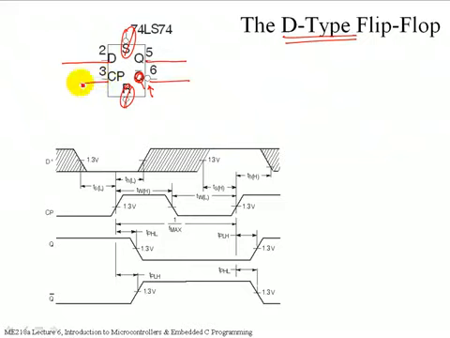And we have a clock. In this particular case, there's no bubble on the front, so this is a positive active clock. The behavior of the D-type flip-flop is whenever it sees a rising edge on its input, it looks at what's on the D and copies it onto the Q, and it copies the complement onto the Q bar.